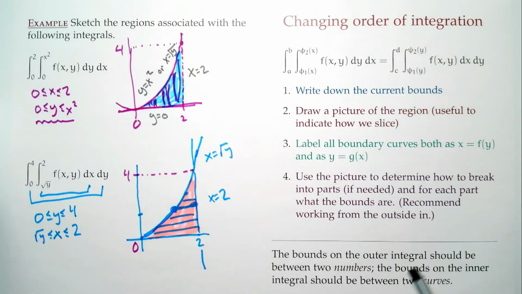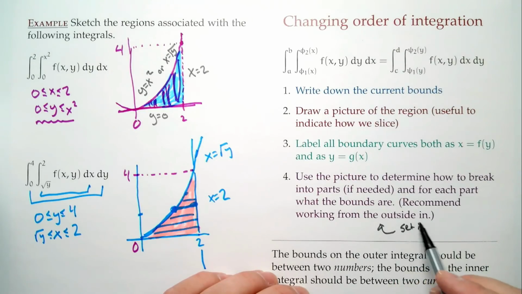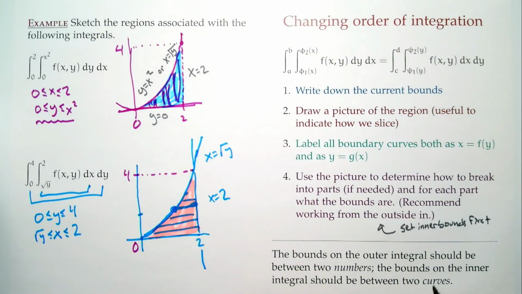Now, there's a comment here that says, recommend working from the outside in. Now this says, what does that mean? Well, that says, set your outer bounds first. That's just a personal preference. Outside in, not inside out. You want to integrate from the inside to the outside. When it comes to setting bounds, I find it easier to go from the outside to the inside. All right. So that's the idea.